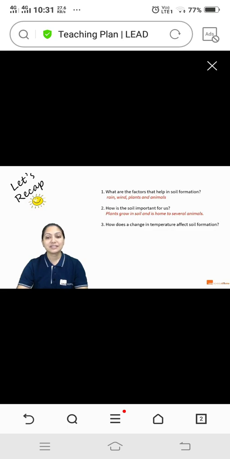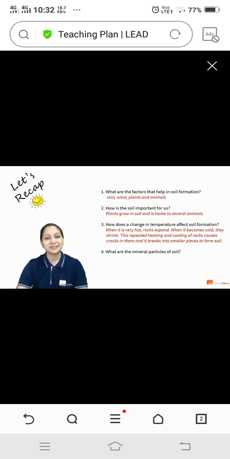Now tell me, how does a change in temperature affect soil formation? And the answer is when it is very hot, rocks expand. When it becomes cold, they shrink. This repeated heating and cooling of rocks cause cracks in them and finally they break into small pieces and then soil is formed. My last question for all of you is, what are the mineral particles in soil? And the answer is sand, silt and clay are the mineral particles in soil.